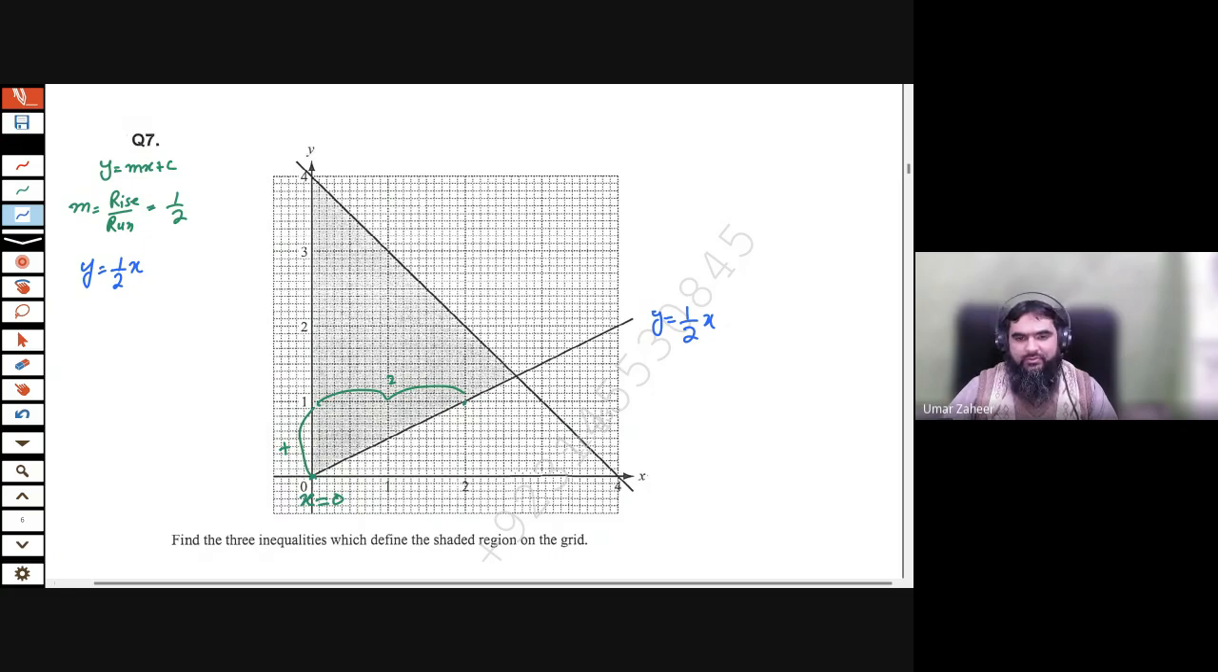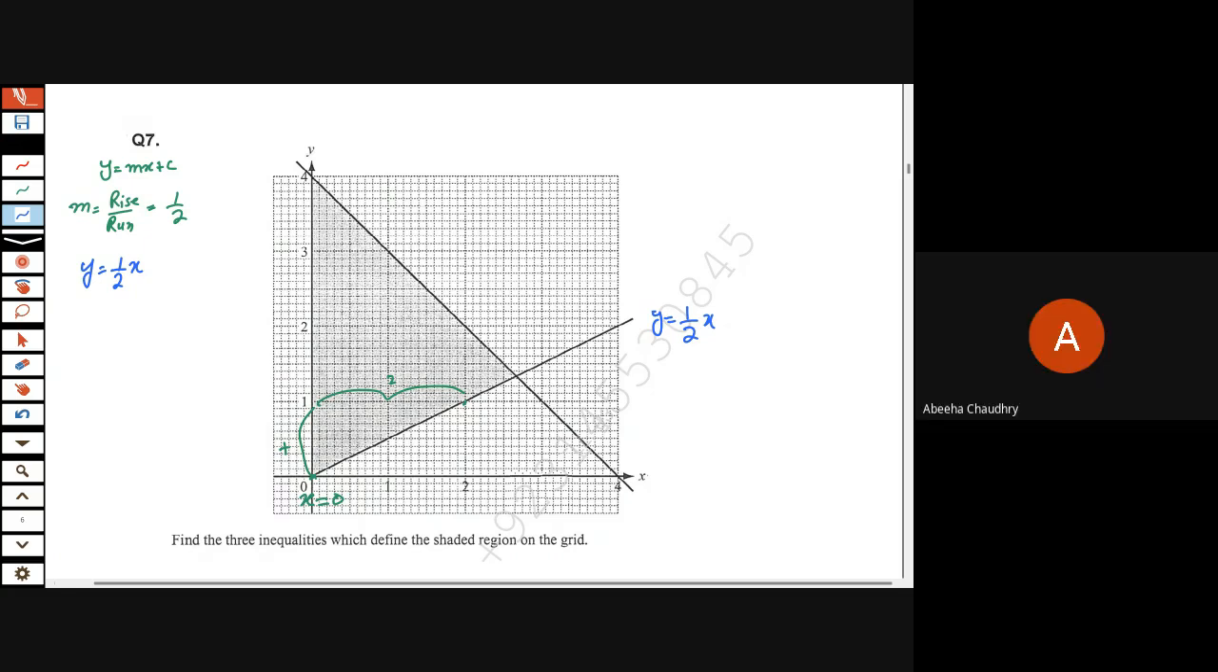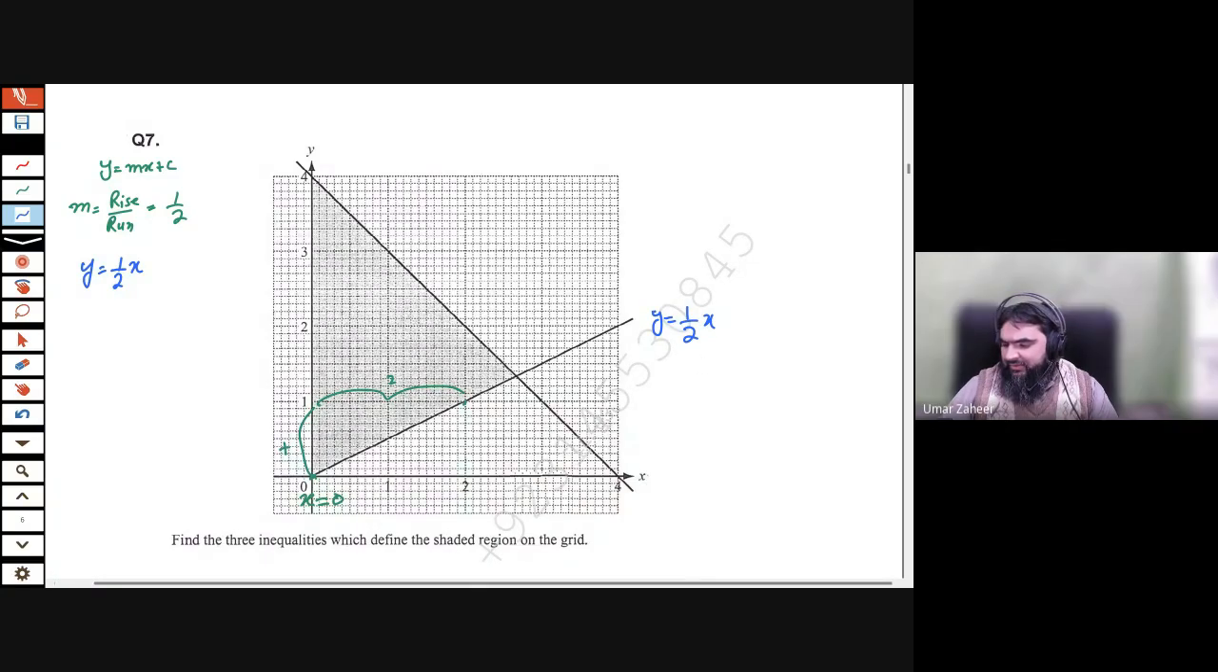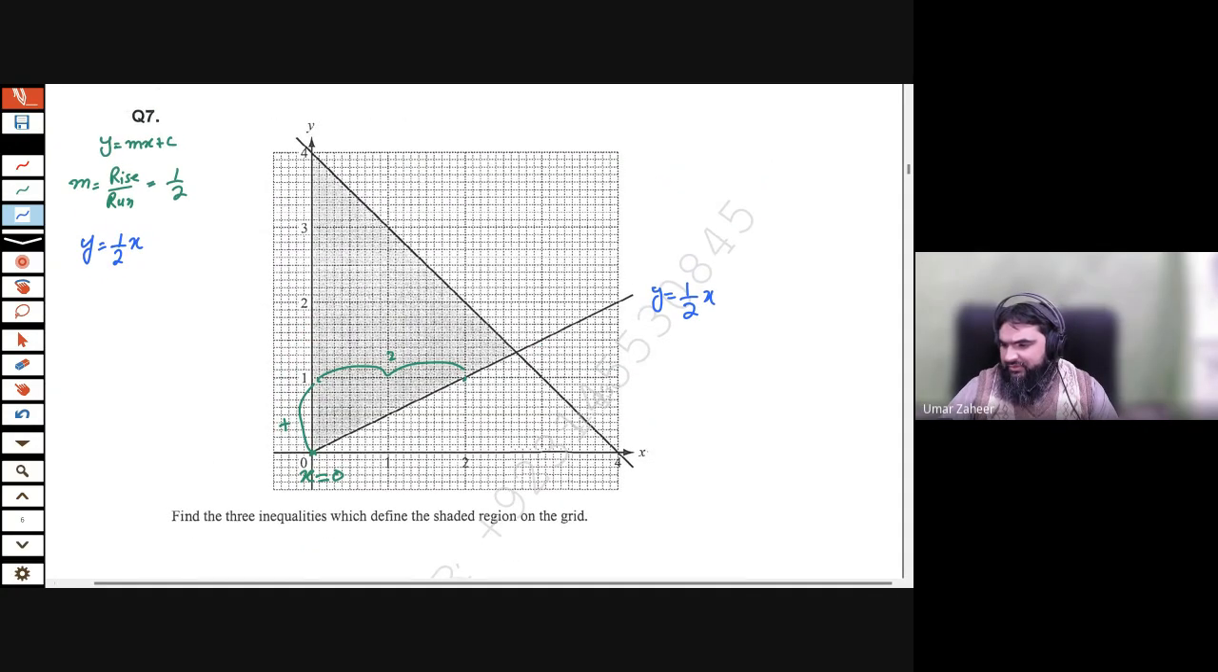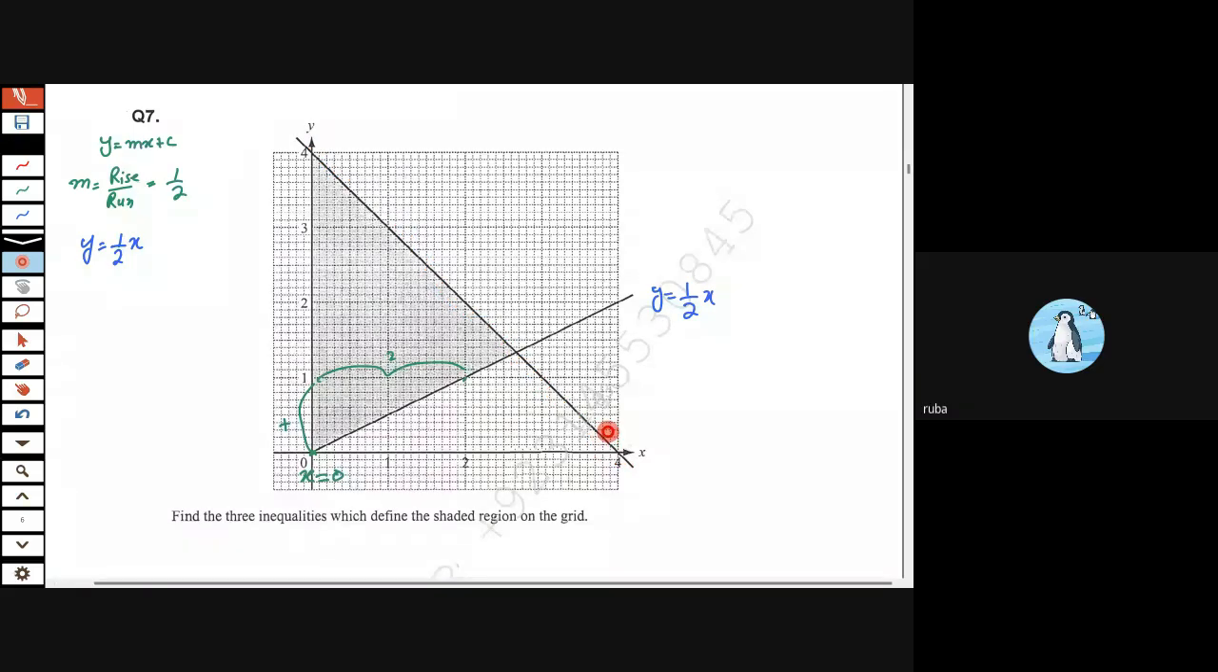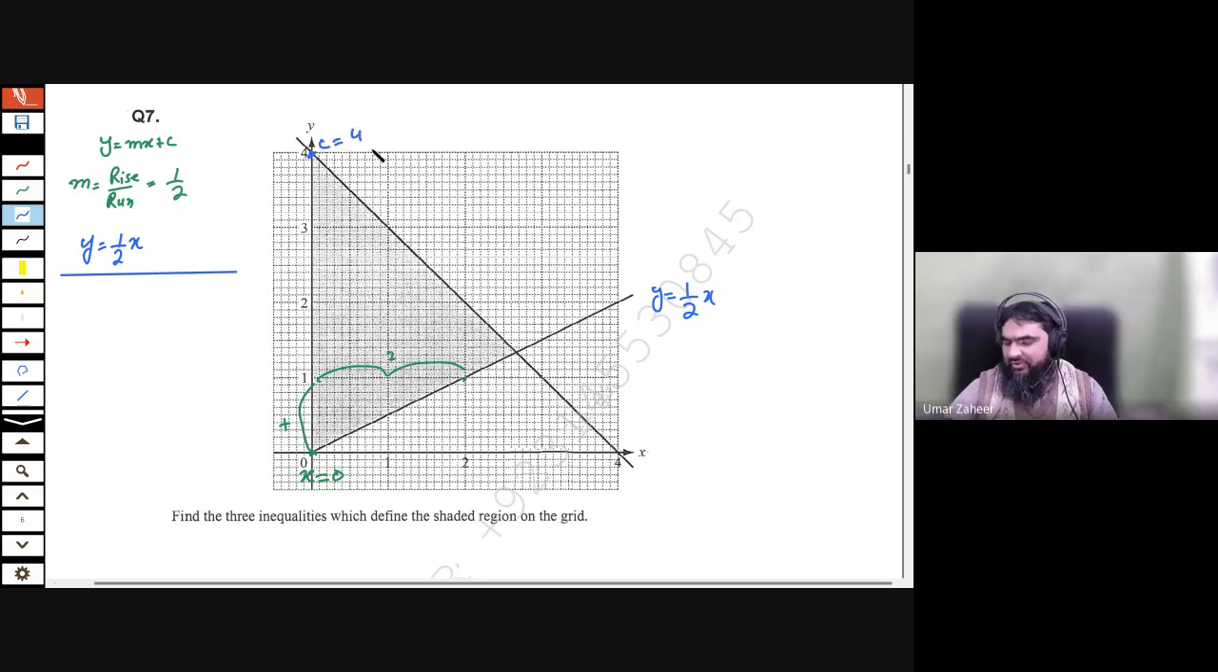Yes, everyone, any confusion till here? No, sir. Now, next we have this line. For this line, what is the y-intercept? Sir, is it 4? Yes, it is 4 because it cuts the y-axis at 4.